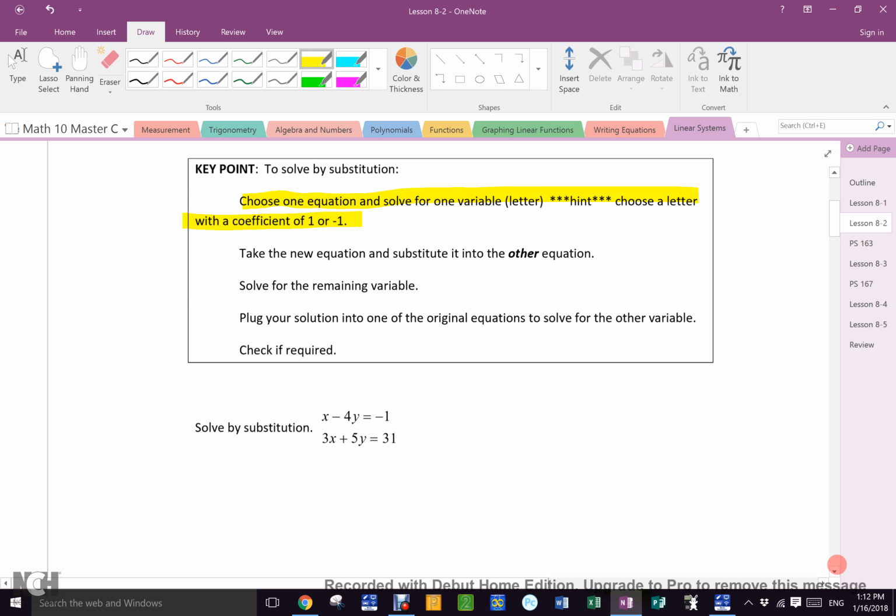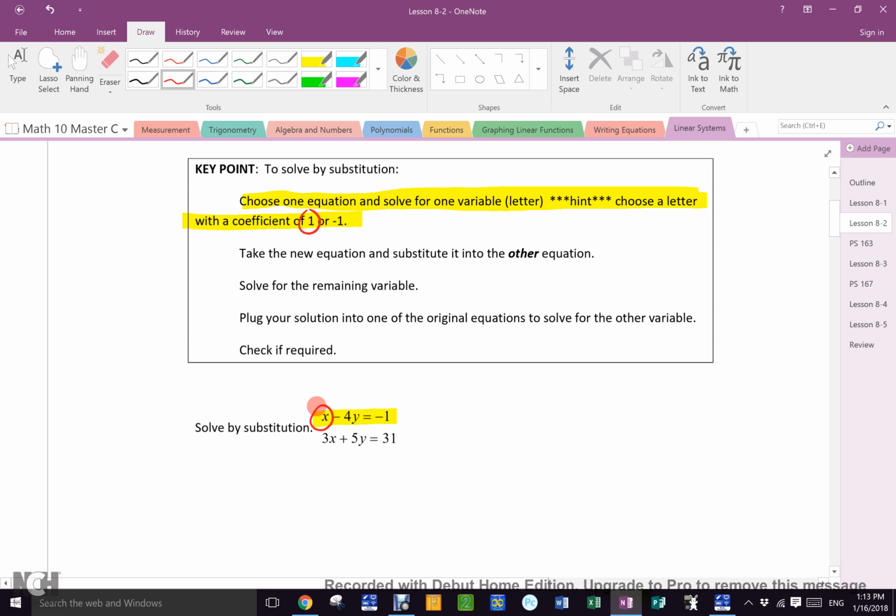It says to choose one of the equations that has a 1 that you can solve for one variable. And then I even give you a hint. Choose a letter that has a coefficient of 1. So you have two equations there. Which one should we work with? The top one. So I'm going to highlight it in yellow because we're going to use that because it's got the coefficient of 1. So that is step 1. Everybody agree we've chosen our equation?